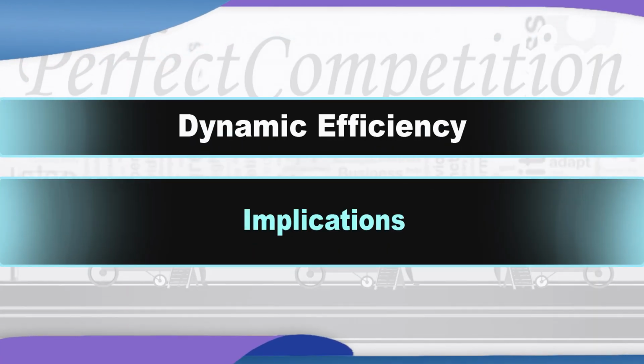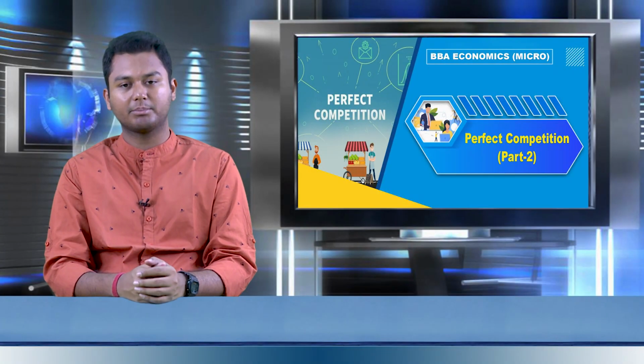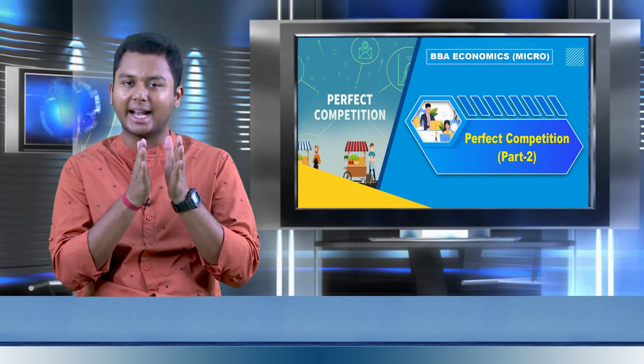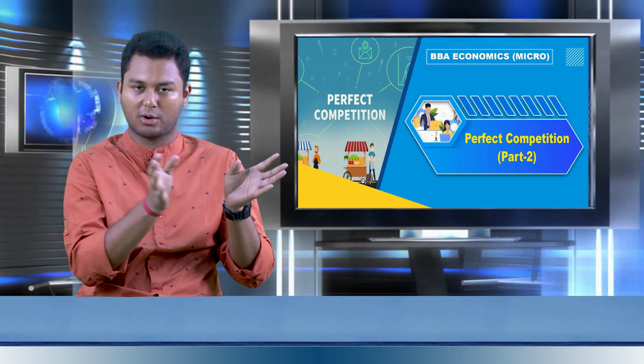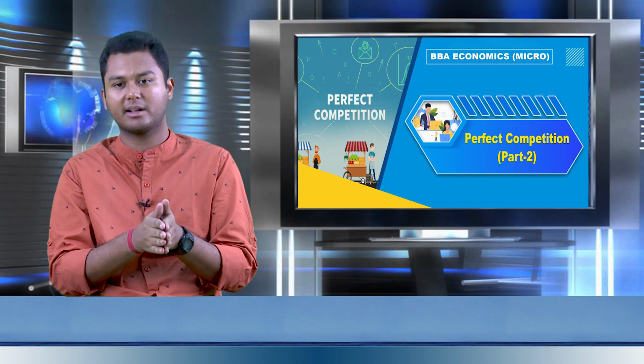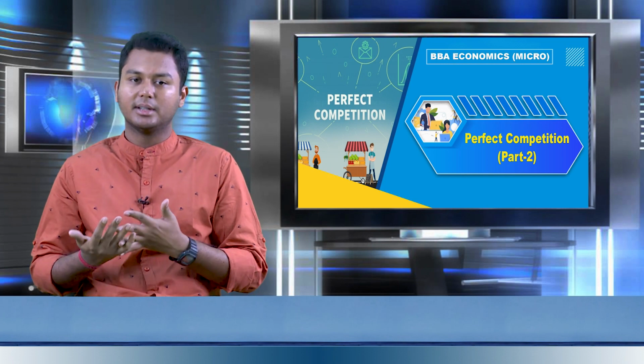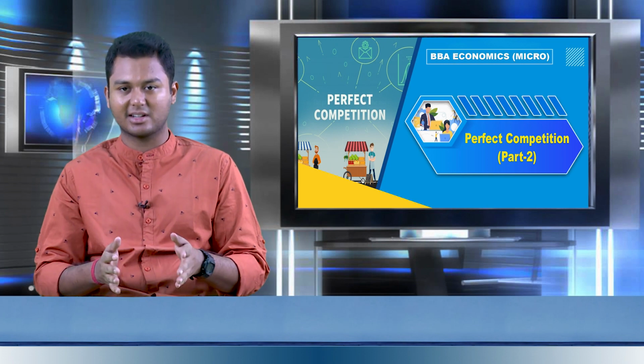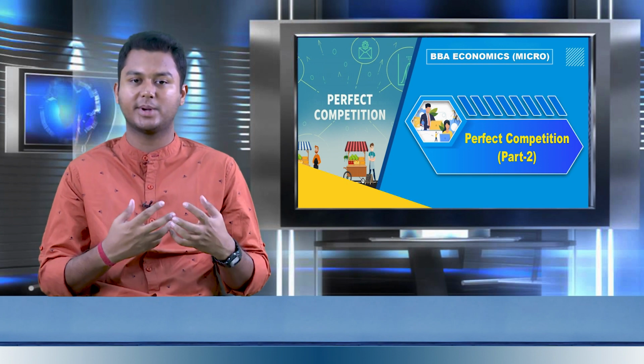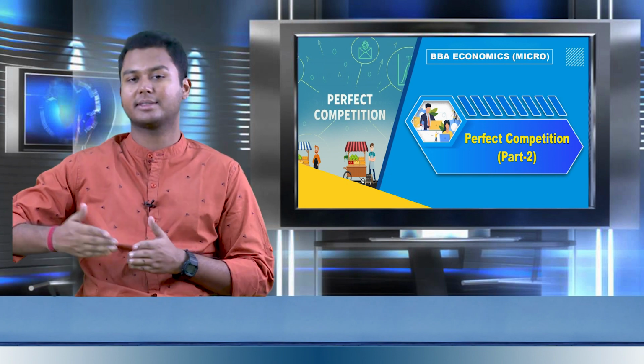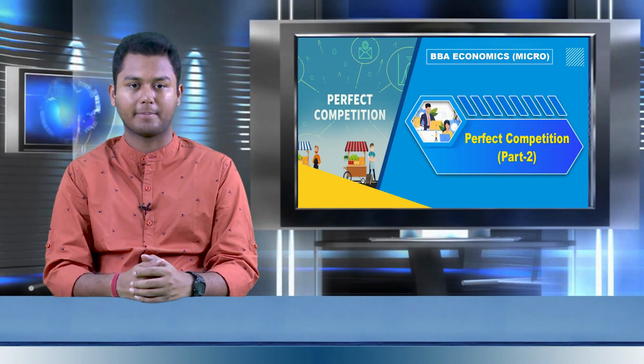If we look at the implications, then while perfect competition excels in achieving static efficiency, that is the combination of allocative and productive, it may not be the most conducive market structure for fostering innovation and long term growth that may be exponential in nature.